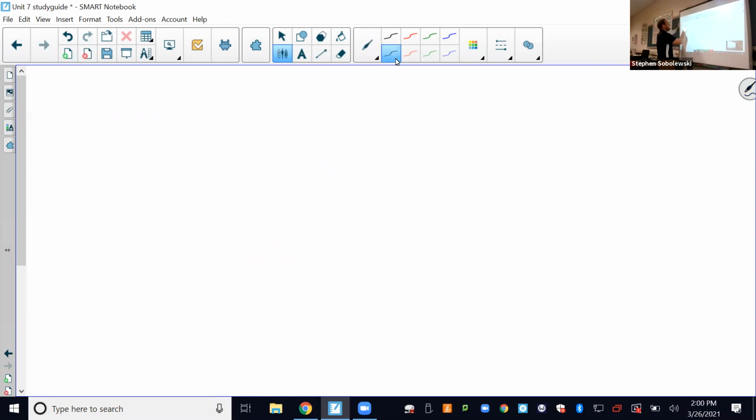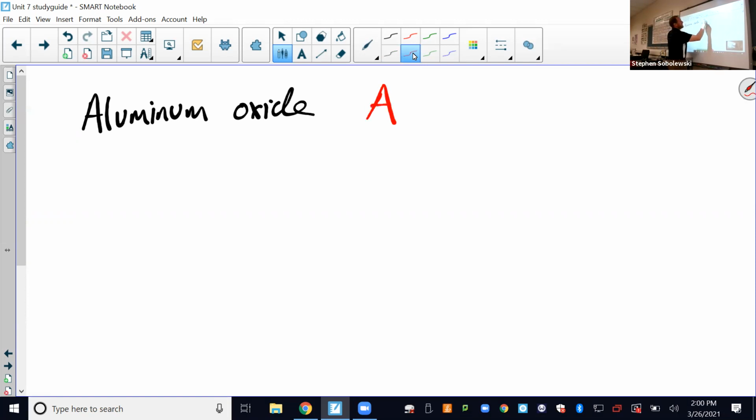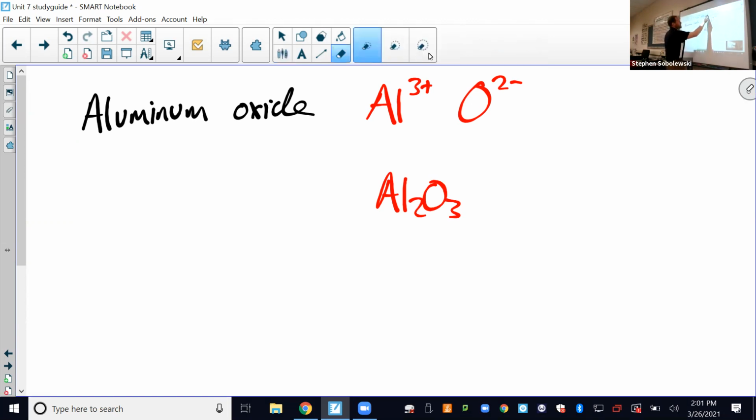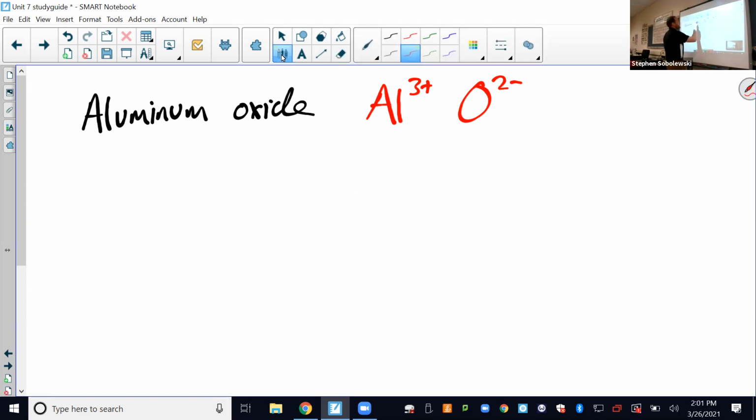Let's say we want aluminum oxide. So aluminum is Al with a charge of 3+. Oxide is O with a charge of 2-. So we crisscross these, and we end up getting Al2O3. And just to kind of visualize this, sometimes it helps to really see it balanced out.